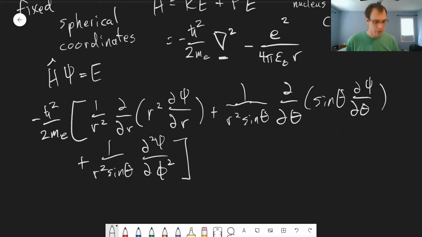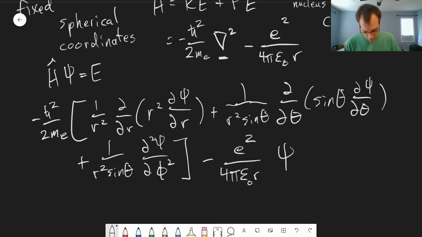All right, so that's just the kinetic energy term. So all of that is the del squared operator in 3 dimensions. And then we'll have our potential energy term, which is Coulomb's law, e squared over 4 pi epsilon naught r, times psi. All right, so that's our H psi equals E psi.